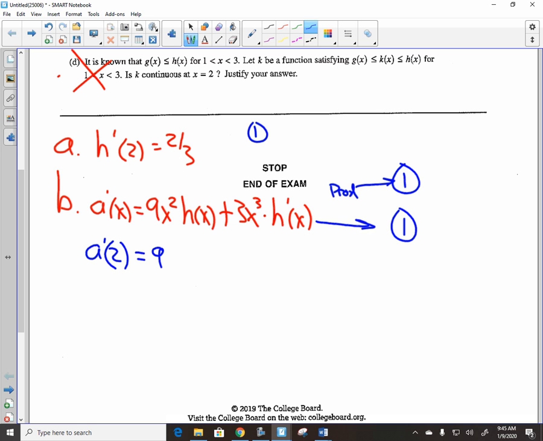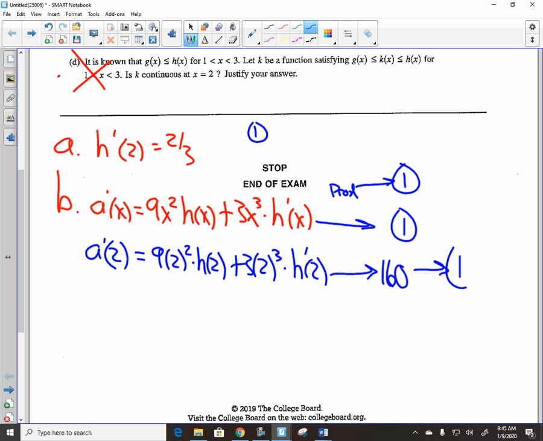And so that's going to be 9 times 2 squared times h of 2, which is 4, plus 3 times 2 cubed times h prime of 2. And you should come out with a number of, I did this work earlier, you should get 160. And that would be worth a point then as well. So 4 points from those couple problems.